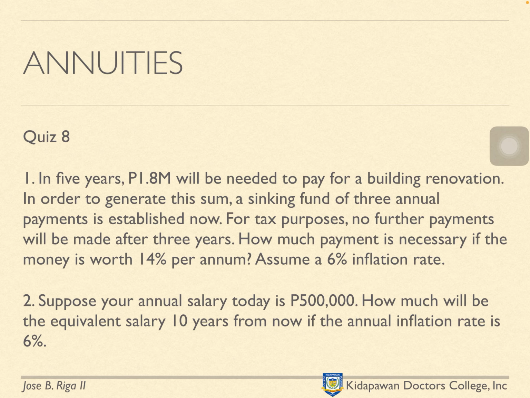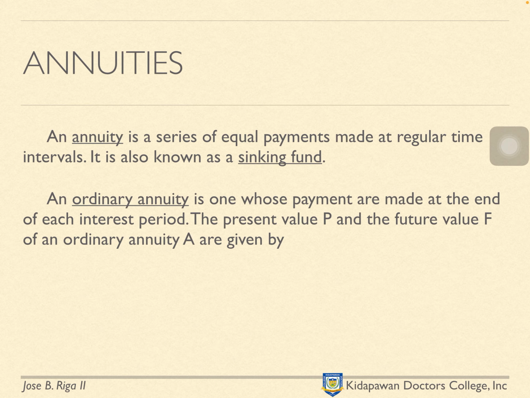For annuities, you need to answer this question. What is an annuity? An annuity is a series of equal payments made at regular time intervals. It's also known as a sinking fund. An ordinary annuity is one whose payments are made at the end of each interest period.